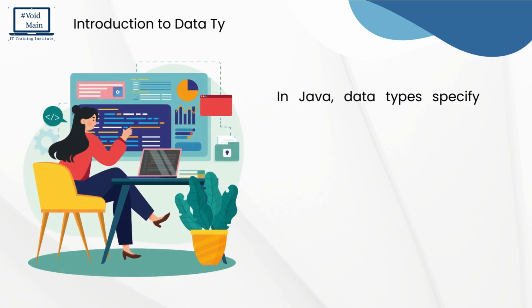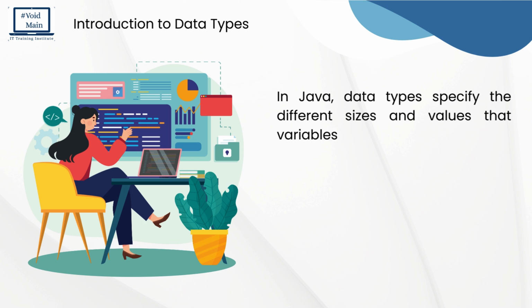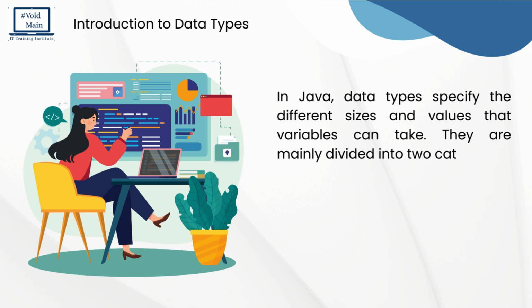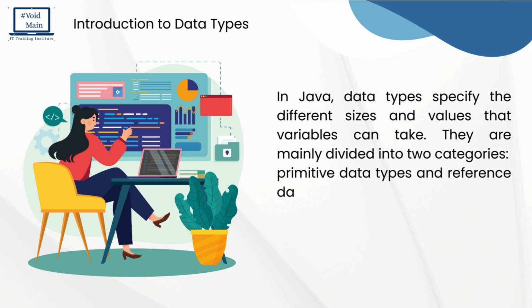In Java, data types specify the different sizes and values that variables can take. They are mainly divided into two categories: primitive data types and reference data types.